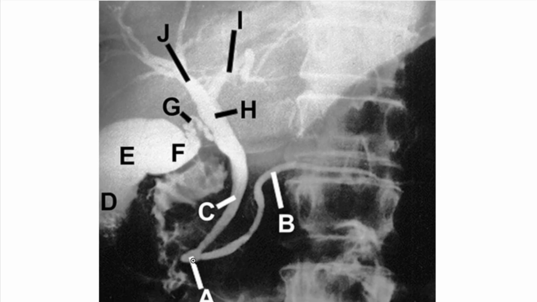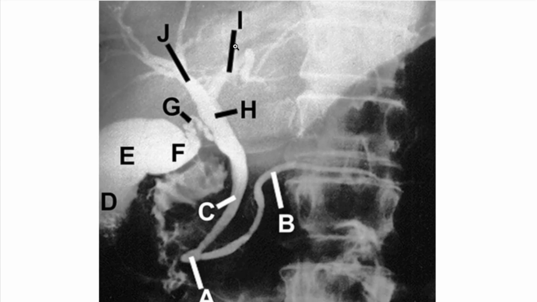So can you tell me what is A? A is ampulla of Vater. Okay, well done. What is B? B is the main pancreatic duct. What is C? C is common bile duct. Okay, what is D? D is fundus of the gallbladder. What is E? Body of the gallbladder. And F? Infundibulum of the gallbladder. G? Cystic duct. H? Common hepatic duct. I? Right hepatic duct, and J is left hepatic duct.